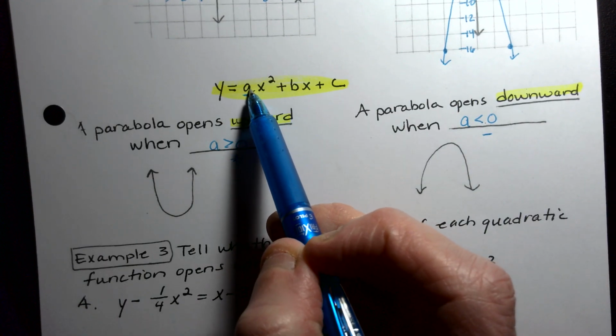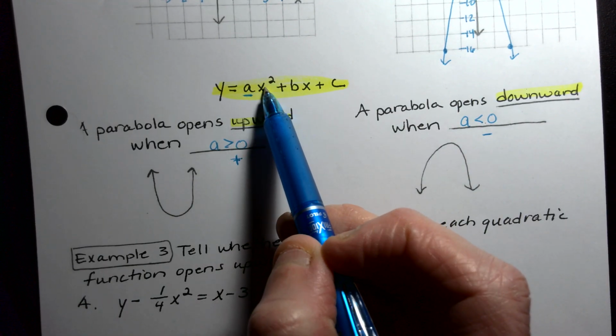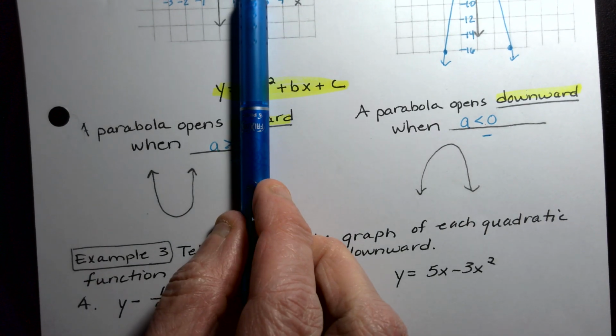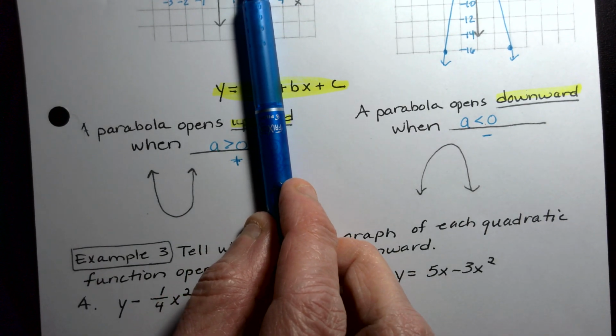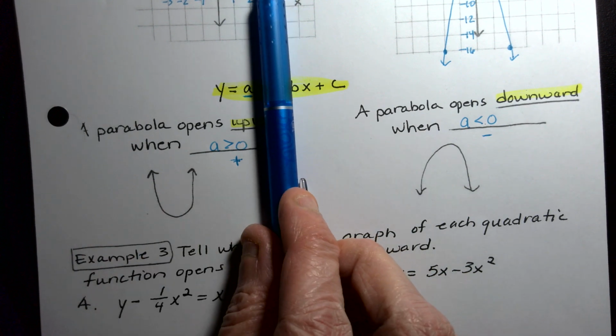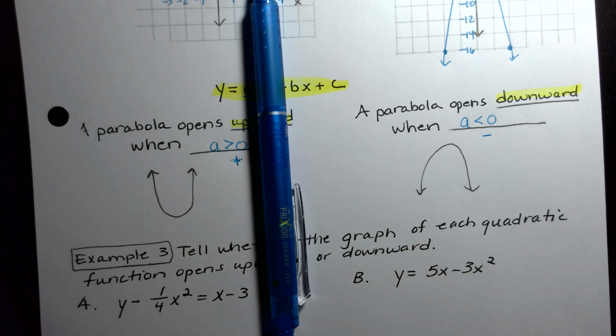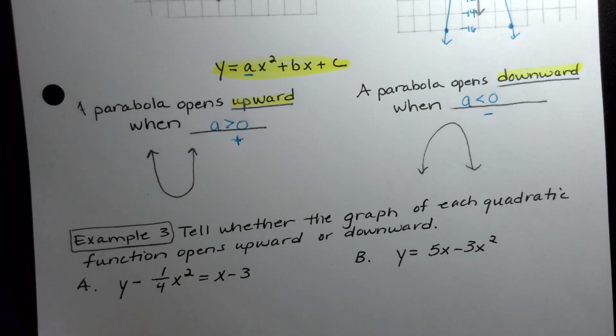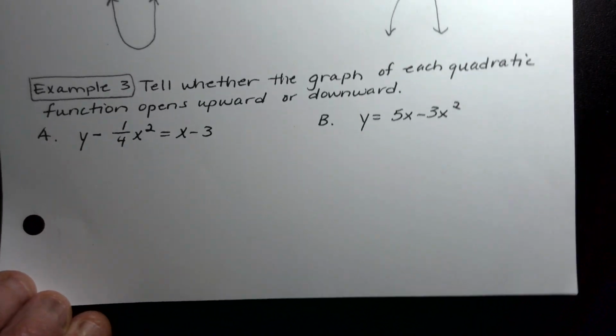Well, it doesn't matter what this is. What's 0 times anything? 0. So that drops out, and you're left with y equals bx plus c. You're back to having just a line. You've lost your x squared term. So that's why we don't include that, because you can't have a quadratic and have the a be 0.